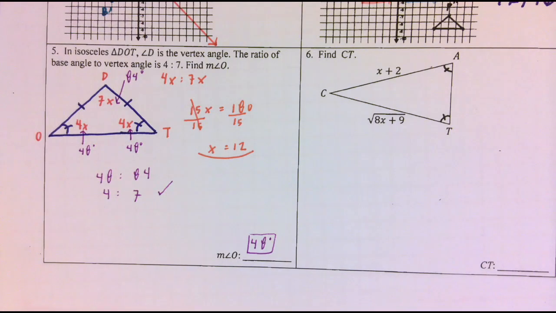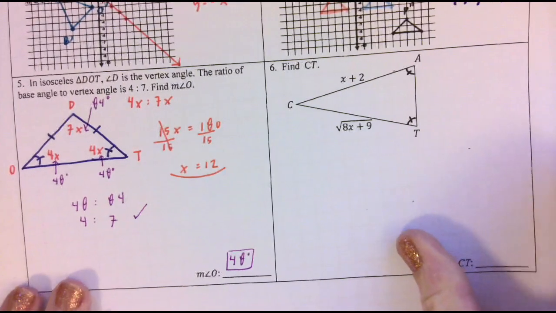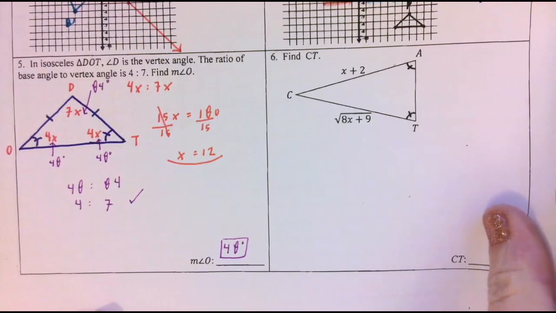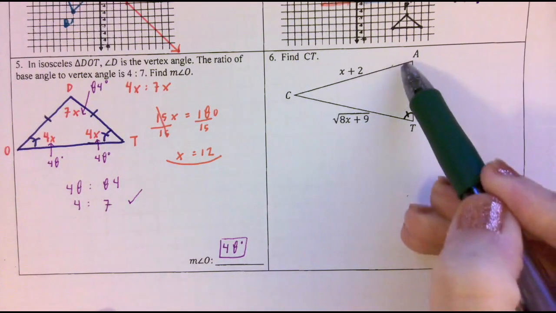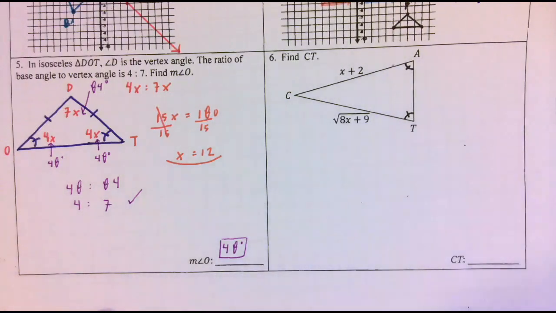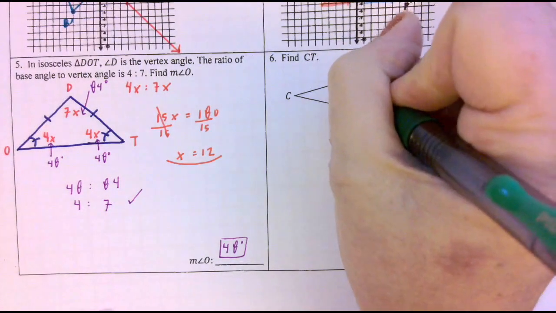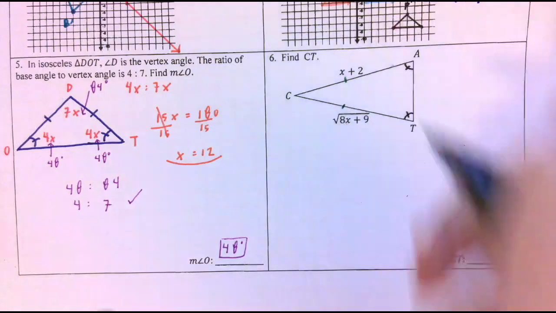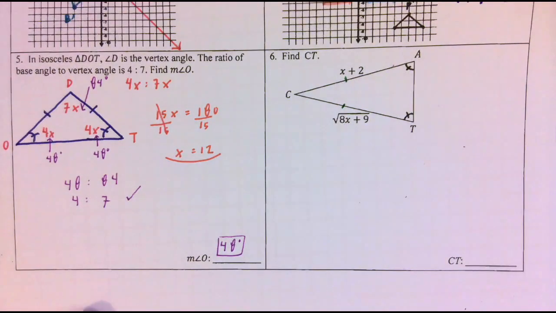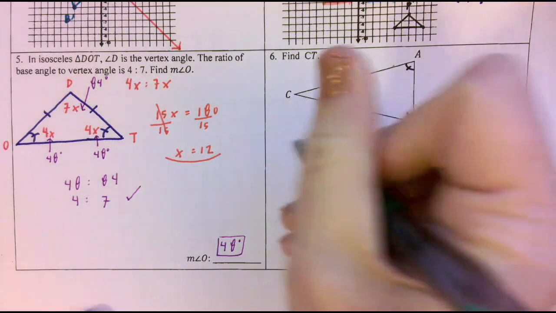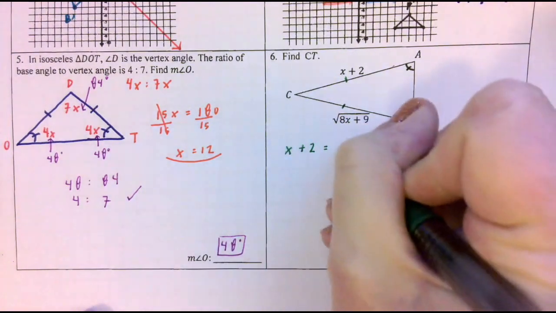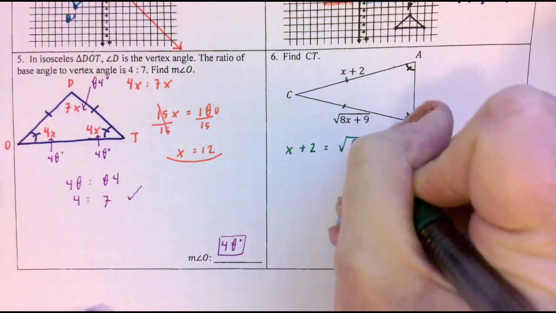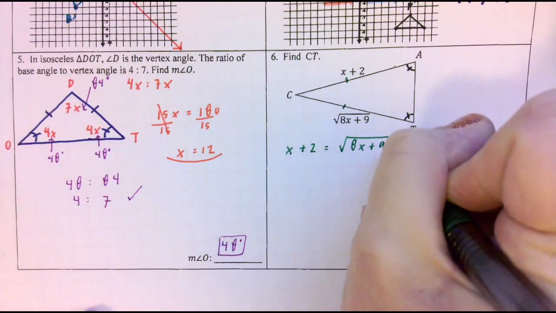All right, last problem over here. I'm saying find the measure of CT. So what I have here is two base angles that are congruent, which means that I have two legs that are congruent. These are my two sides that are congruent. Their measures must be equal. So then I can build an equation where I can say that x plus 2 is equal to the square root of 8x plus 9.